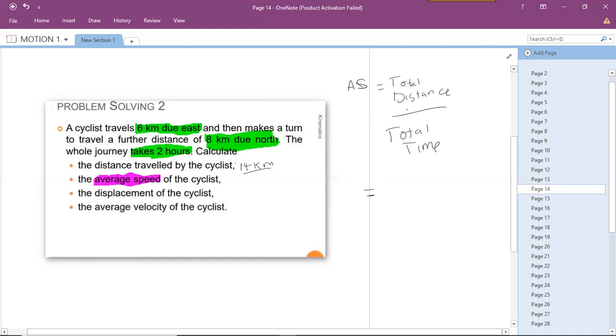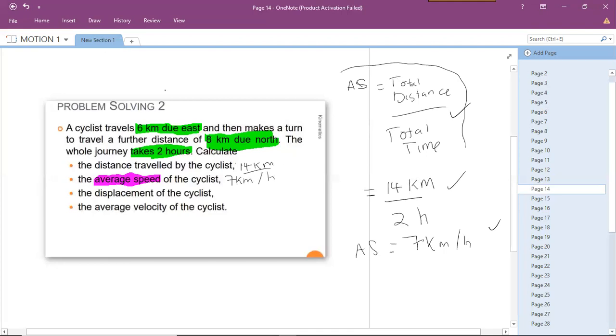So average speed is total distance over total time. We just calculated the total distance as 14 kilometers, and the total time is 2 hours. Therefore, our average speed will be 7 kilometers per hour. Okay, so this is our average speed, and this is how your work has to look. You first state the formula, you substitute, you give the correct answer with the right units. So our average speed will be 7 kilometers per hour.